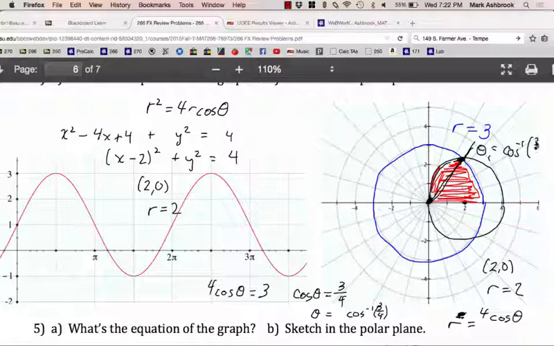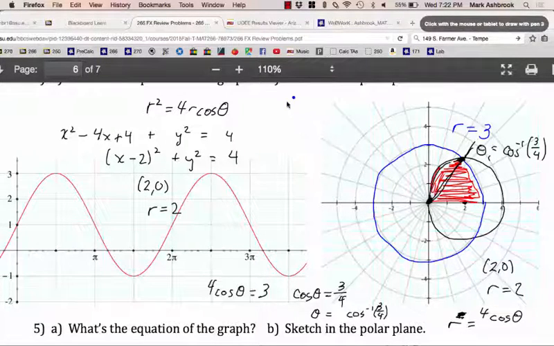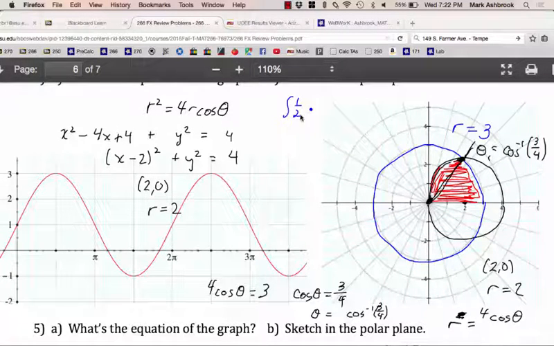So the end point of the first integral would be at that angle. We'd have to confirm that. So we're going to go from 0 to the intersection point, cosine inverse of 3/4, and integrate r. That's going to be the blue one. It's going to be 1/2 times 3 squared d theta from 0 to cosine inverse 3/4.